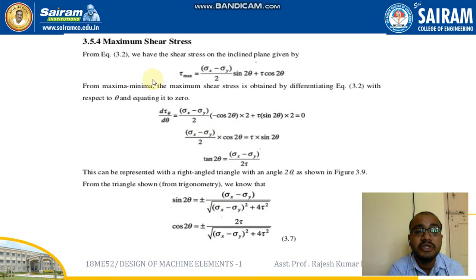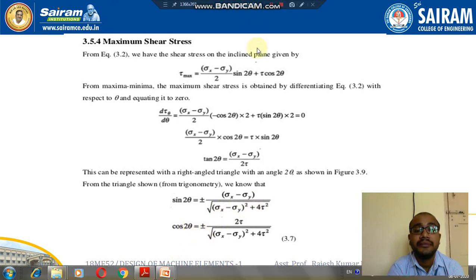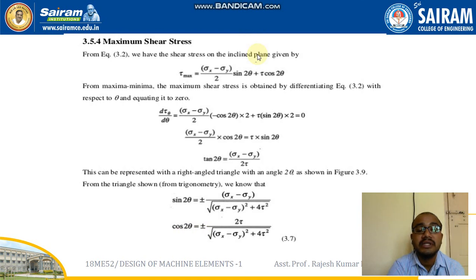And for the maximum shear stress, the same concept applies. From the triangle, we get the final answer in terms of sin and cos theta. Sin 2 theta is equal to plus or minus sigma x minus sigma y divided by the square root of sigma x minus sigma y whole square plus 4 tau square, and cos 2 theta is plus or minus 2 tau divided by the square root of sigma x minus sigma y whole square plus 4 tau square. With this the video gets completed.